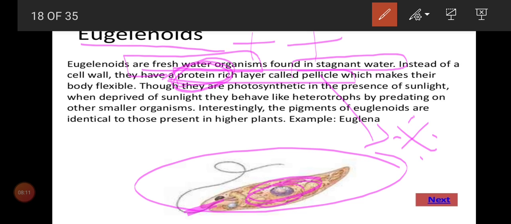In our body also, because of protein only, our body is flexible. If we don't have protein in our body, we wouldn't be flexible organisms. So protein gives the body structure. Similarly, flexibility depends upon the proteins in our body. So the outer layer of the euglena contains a pellicle, that pellicle is made up of protein, and this protein is what gives flexibility to the euglena.